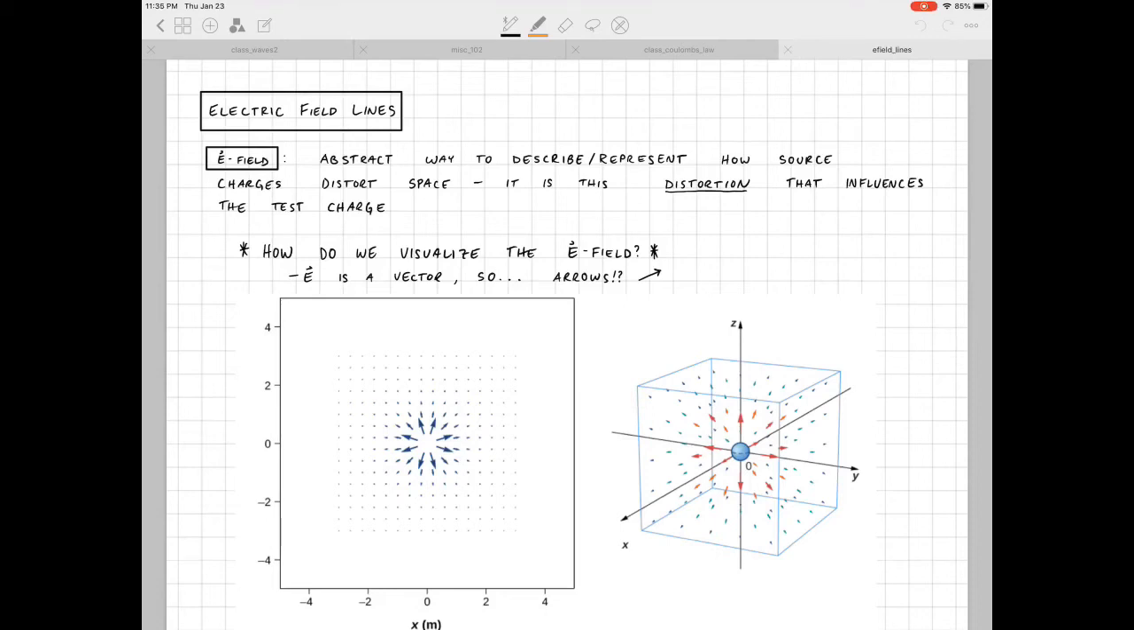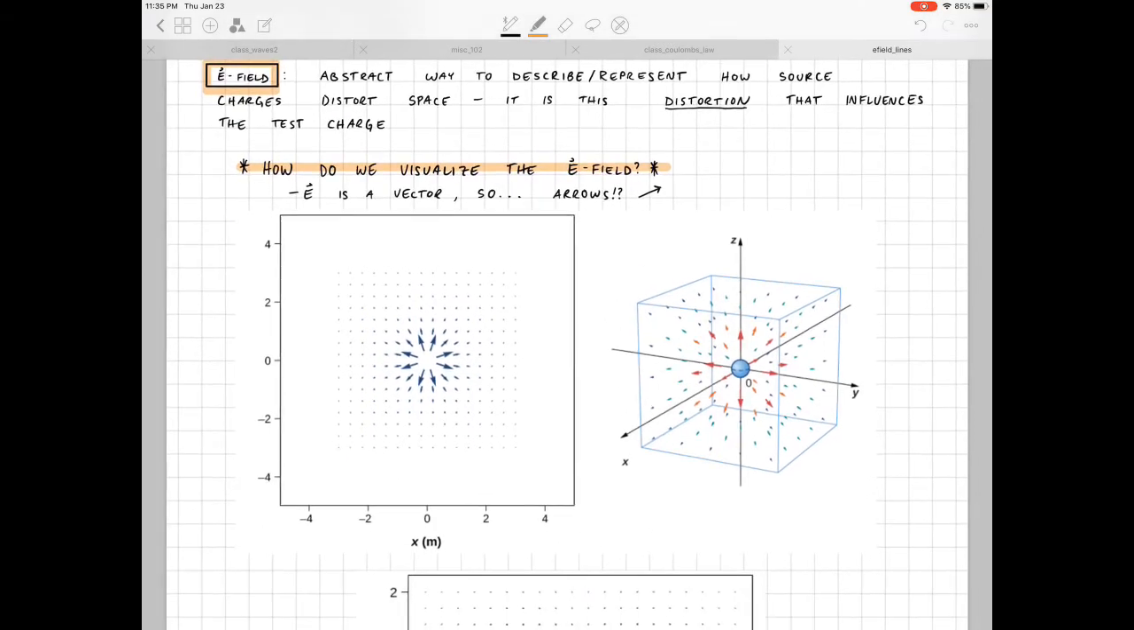So we've introduced the electric field, and so now we're going to discuss how to visualize the electric field. Just a reminder, the electric field is an abstract mathematical way to represent how source charges distort space. And then it's this distortion that influences our test charges in our problems. So the big question is, how do we visualize the electric field? Well, the electric field is a vector, so one way we can visualize the electric field is with arrows.